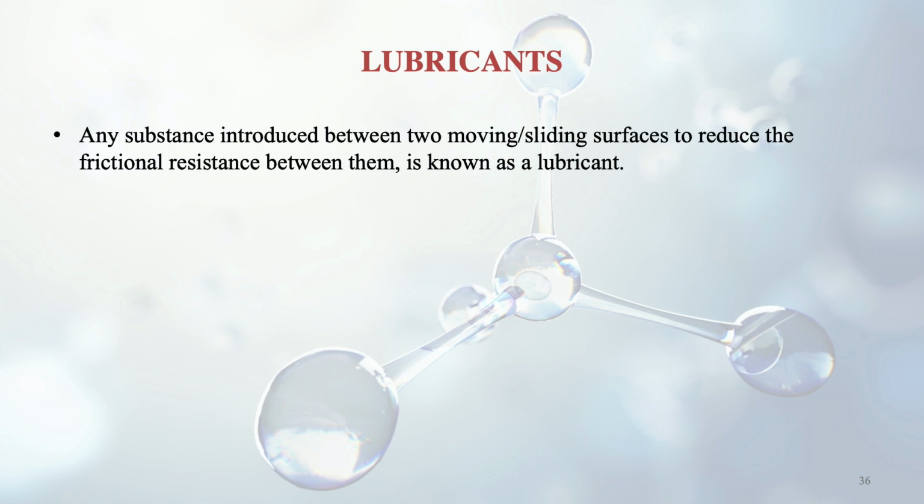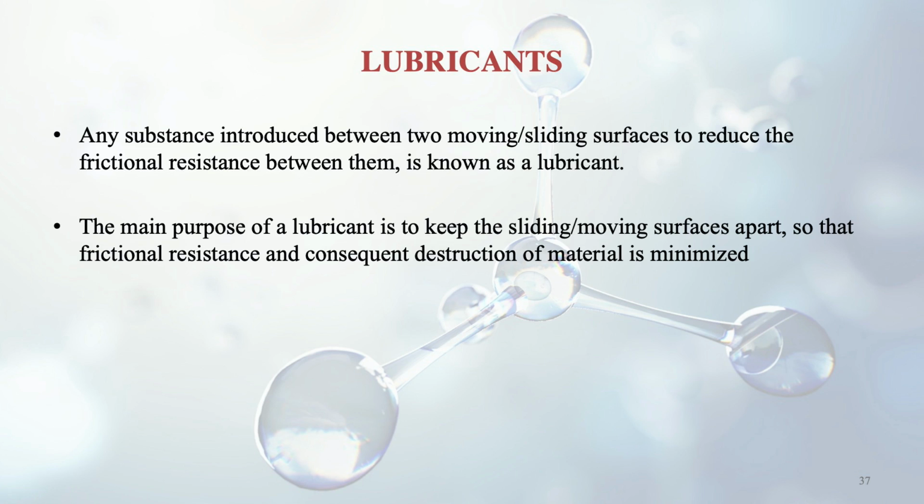So when we want to reduce friction, we have seen that we use lubricants, and let's discuss the lubricants in detail. Any substance which is introduced between two moving or sliding surfaces to reduce the frictional resistance between them is known as a lubricant. So whatever we are introducing between the two surfaces moving relatively to each other, that is a lubricant, and we want to prevent the friction. That is, the relative motion should not get hindered.